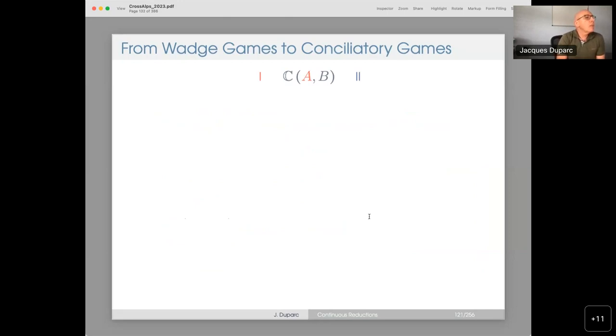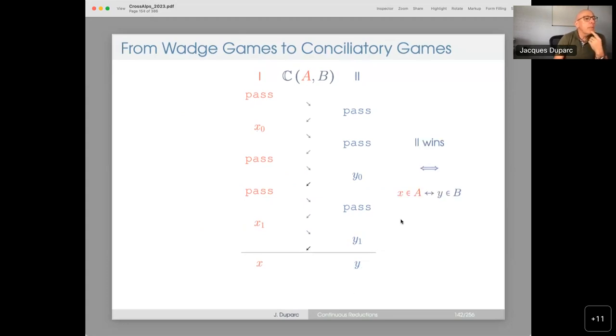So you have two players, it's just like the wedge game, except that one starts, but one can pass, and two can pass too. So they can pass, or they can play zeros and ones, as many as they want. If they want to pass all the way, they will only pass, they will not play anything, in fact. At the end, after omega many moves, you end up with x that has been played by player one, so you don't count the passes, of course. You count x0, which is 0 or 1, x1, which is 0 or 1, and so on and so forth. You get y that has been played by two, and you say two wins if and only if x belongs to A if and only if y belongs to B.